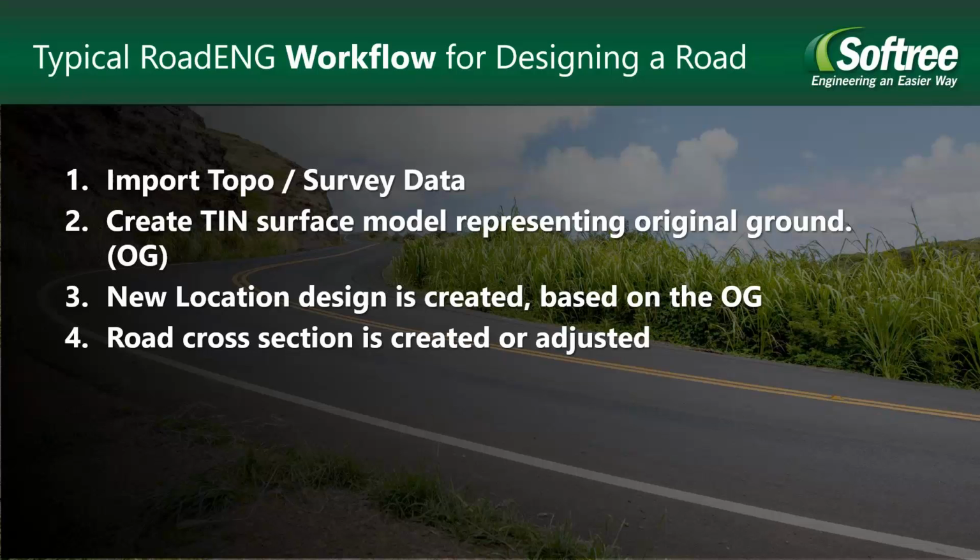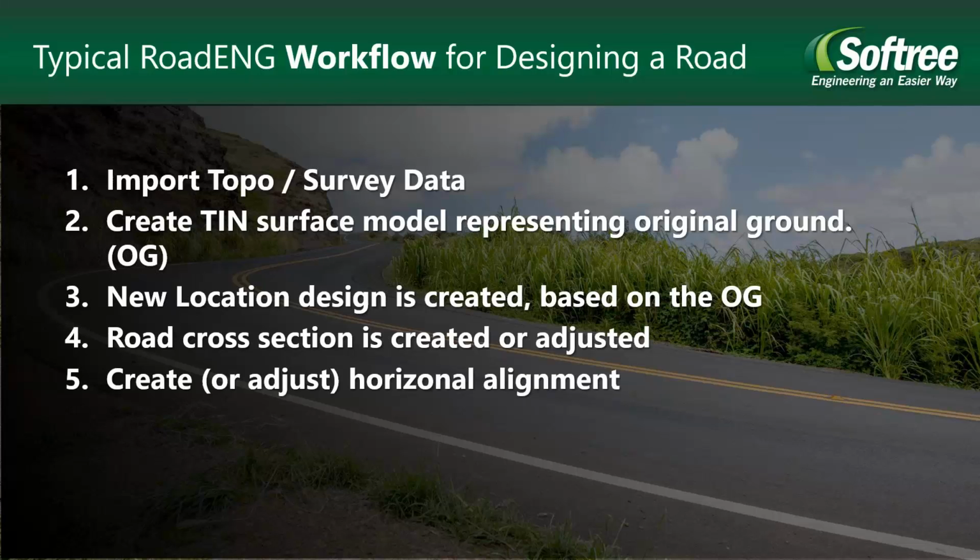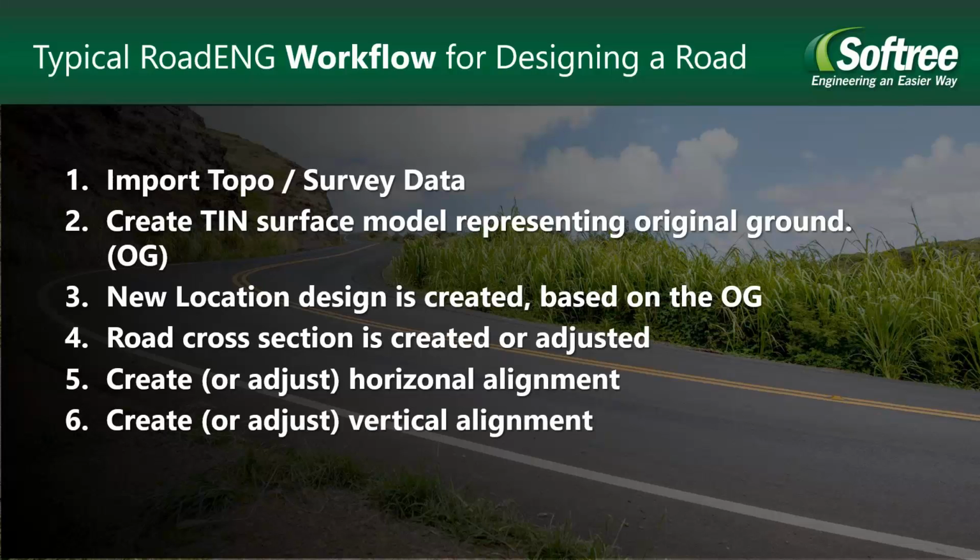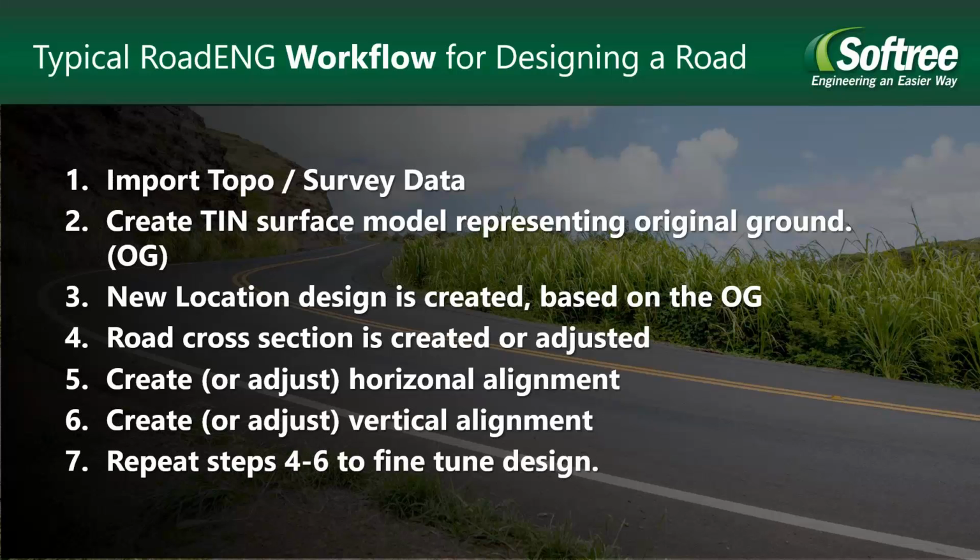The road cross-section is created or adjusted using the template editor. Then the horizontal alignment is created or adjusted. A vertical alignment is created or adjusted. And in this process, vertical optimization through an add-on called Software Optimal can also be used in this step. Steps 4 to 6 are then repeated until the designer is satisfied with the results.